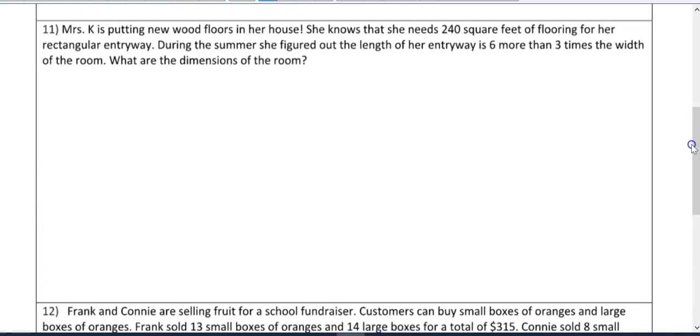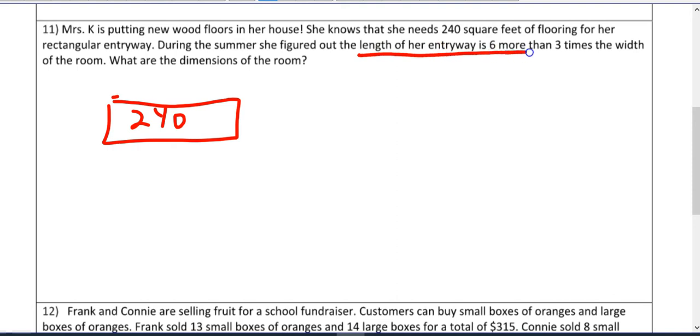All right, word problem? Well, it is a word problem. So I'm doing this entryway, it's rectangular. I know I need 240 square feet. It says the entryway length is 6 more than 3 times the width. Remember, we're looking for that then to tell us which letter to use. So width is going to be our reference point, and the entryway is 6 more than 3 times the width.